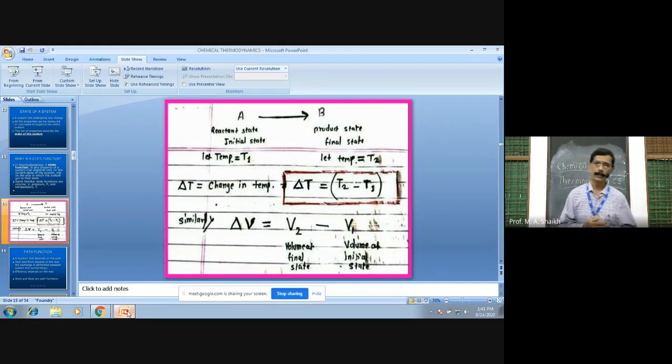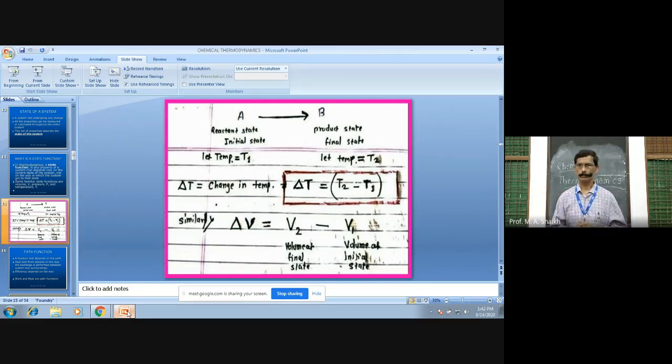Here, there is one important thing. While finding the change, always we have to take the value of state function at the final state first. Then we have to subtract the value of state function at the initial state. Repeating once again, while finding the change in state function, first take the value of state function at the final state and then subtract the value of state function at the initial state.